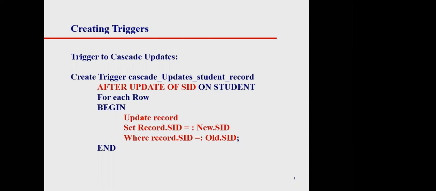So, trigger cascade updates. How to write it? Create, and then instead of table you say trigger, and then the name of the trigger, and then say after update of the SID. So after update means if a new student comes and I want to update the student record. How to update the record? I want a new student ID to be set into the SID, where record SID is equal to old SID, right? So this is for a new student.